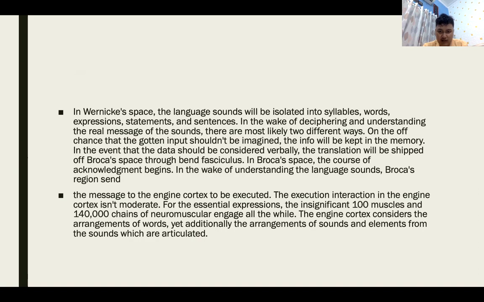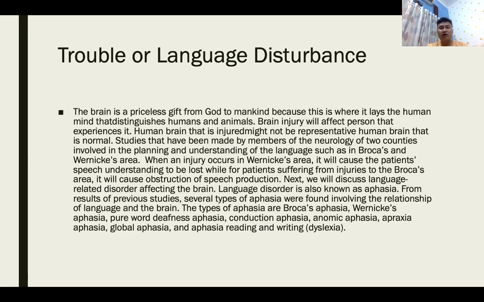After understanding the language sound, Broca's area sends the message to the motor cortex to be executed. The execution instruction in the motor cortex isn't simple. For basic expression, about 100 muscles and 140,000 chains of neuromuscular units engage simultaneously. The motor cortex considers the arrangement of the word, but also the arrangement of sound and elements from the sound which are articulated. Trouble of language, or language disturbance.